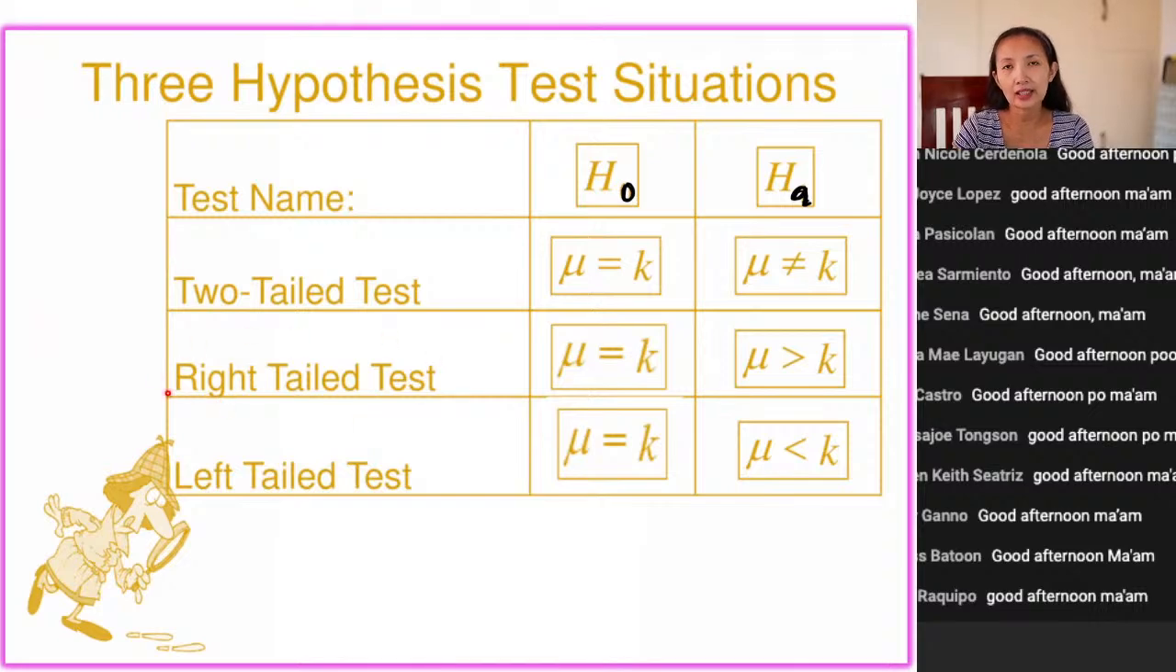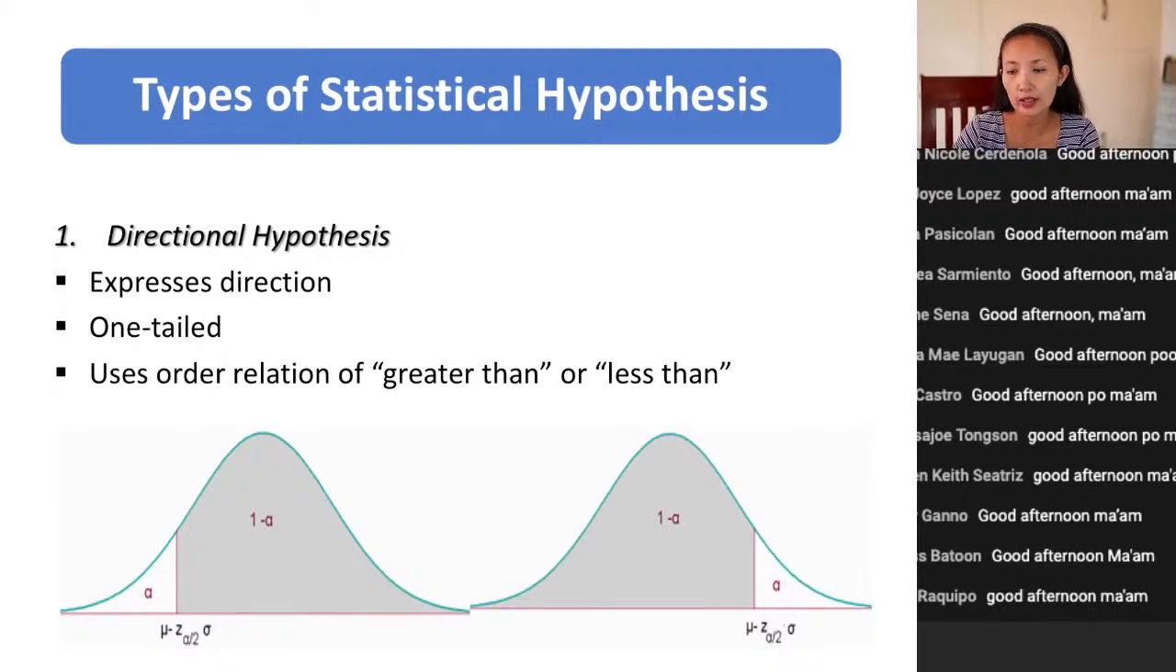Okay, right tail. Nasaan ang tail niya? Sa right. Okay, greater than mu, greater than K. Right tail test. And then if left tail, for mu less than K, it's a left tail test. Or to better understand that, let's look into the illustrations. Directional hypothesis expresses one direction, one tail. So, alin mo yung mga one tail? Yung right tail at saka yung left tail.